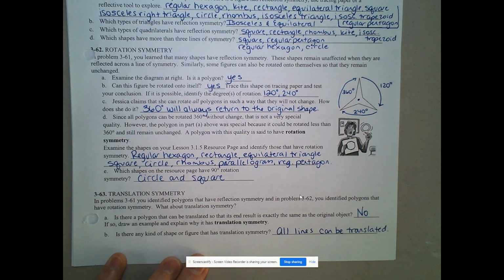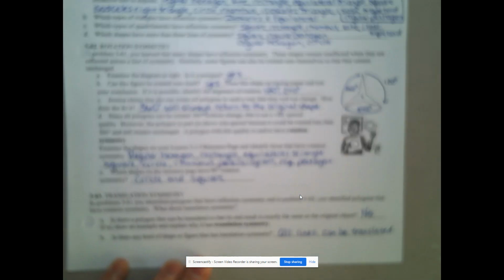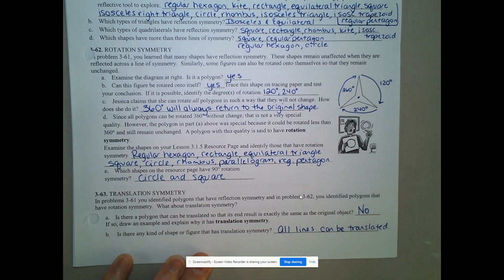Translation symmetry. In problem 3.1.61, we talked about reflection. In 3.1.62, we talked about rotation. What if something has translation symmetry? Is there a polygon that can be translated so that its end result is exactly the same as the original object? And we would say no, because it moved. It wouldn't be on top of itself if you translated it.